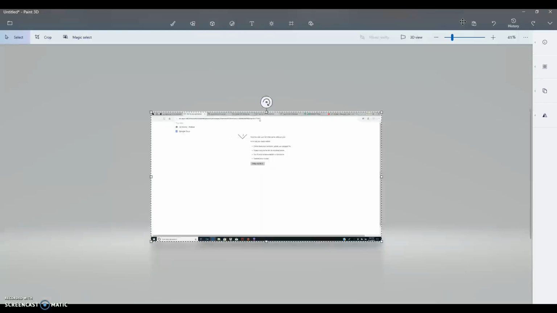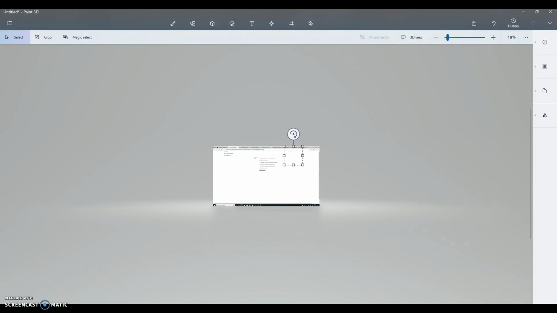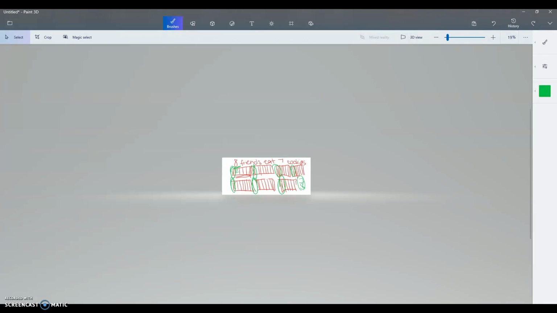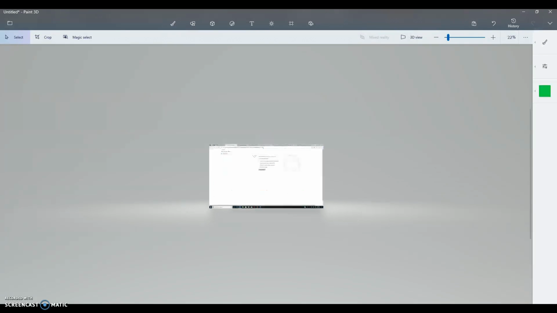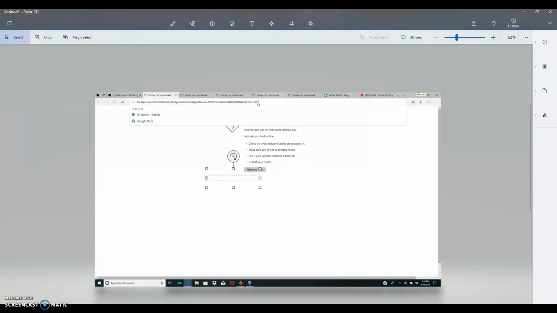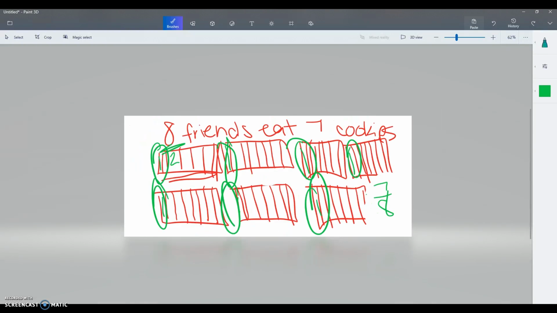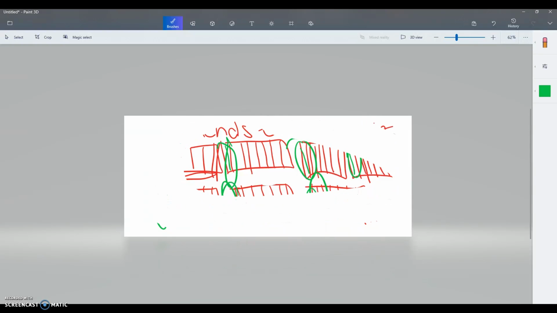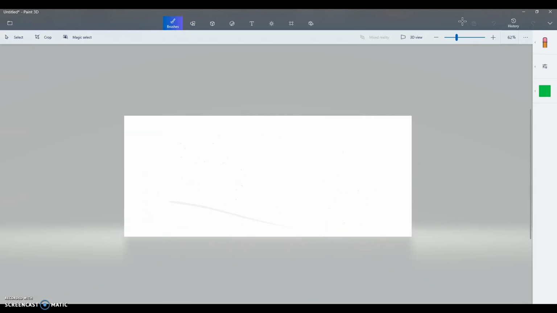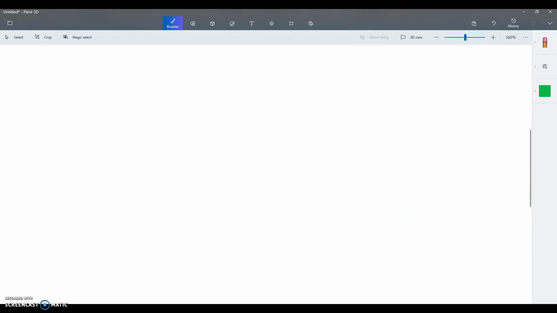Oh, oopsies. That's not supposed to go there. Oh, yeah. Alright.